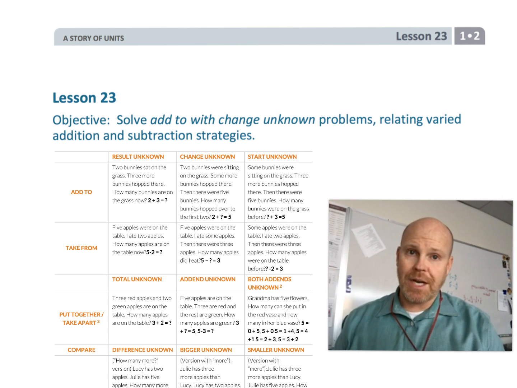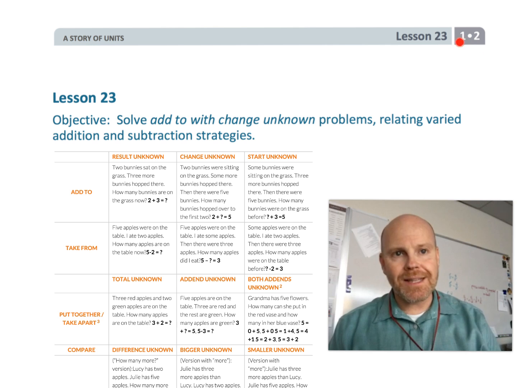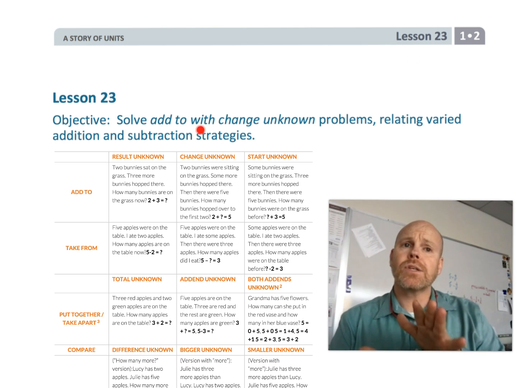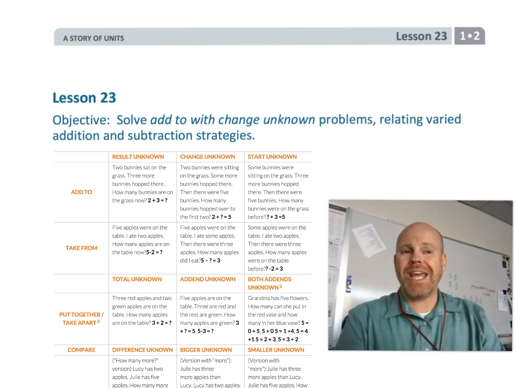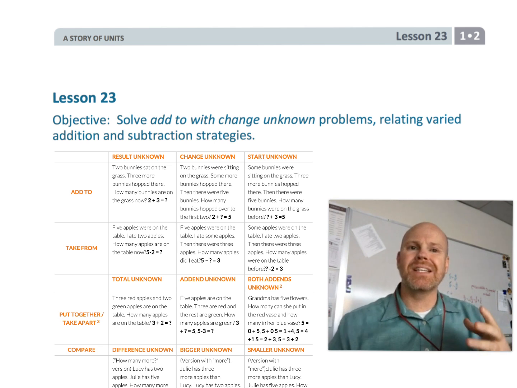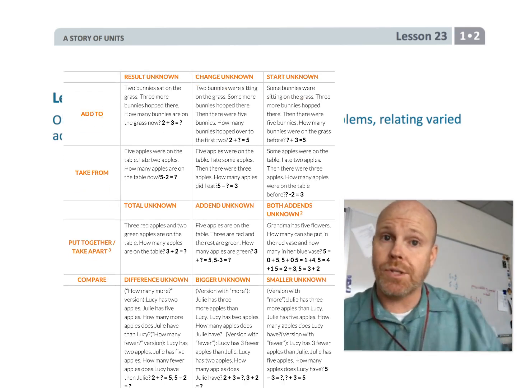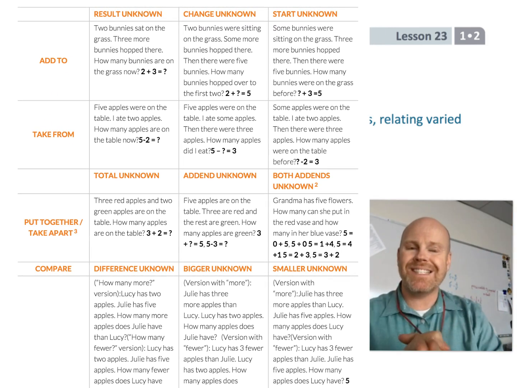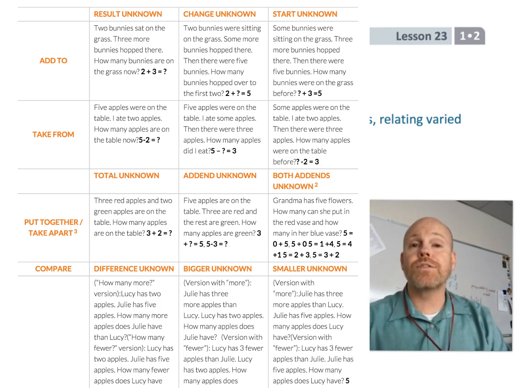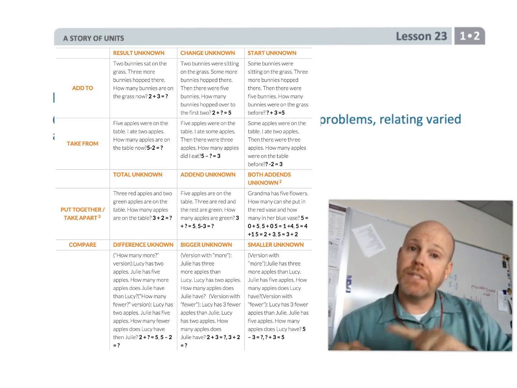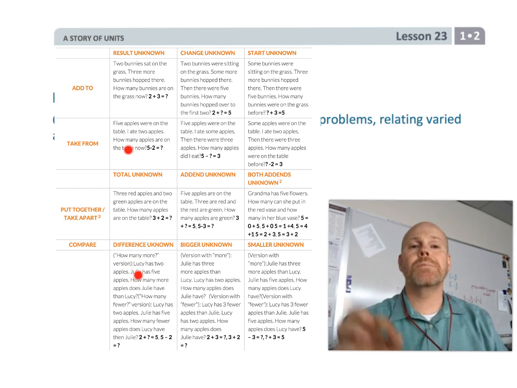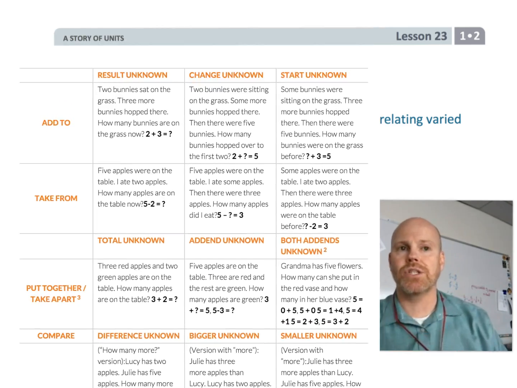All right, this is first grade, module 2, lesson 23. In this lesson, students are going to be solving a very specific kind of word problem. It's called add to with change unknown. If you go to the Common Core Math Standards website and click on the glossary, you'll see a listing of 12 different kinds of addition and subtraction problems. Specifically in this lesson, we're going to be doing this one, the add to with change unknown.